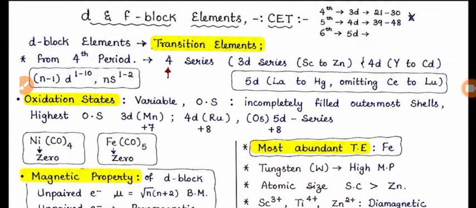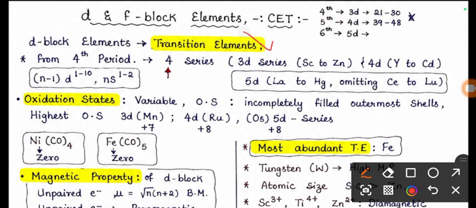D and F block elements is one of the important chapters in 12th chemistry. Here are some of the most important points for the coming NEET exam. So d block elements are also called transition elements. Now in d block elements you can find four series.